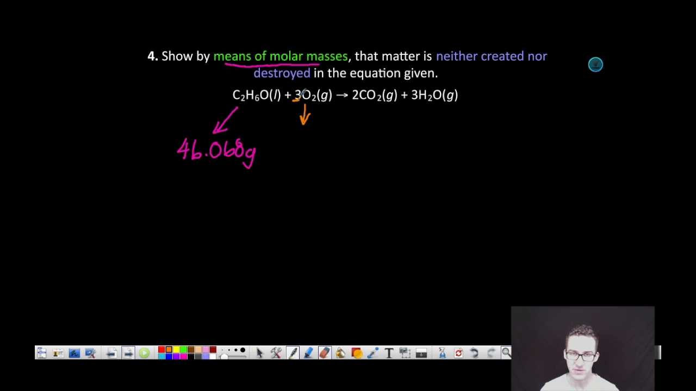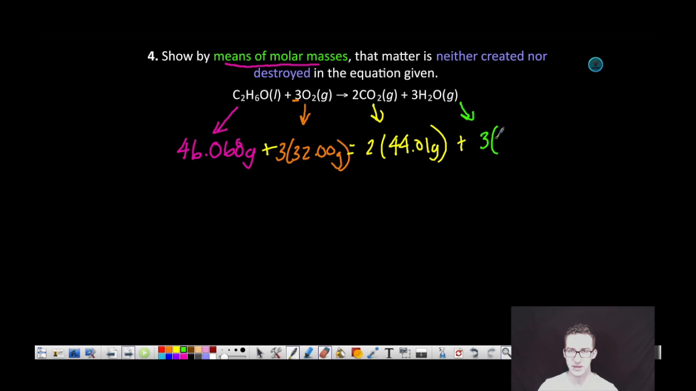You want to do the same thing with your oxygen here, although do be careful because you've got 3 moles of the oxygen gas, so it's going to be 3 times the 32.00 grams for the oxygen, and that should equal, according to the law of conservation of mass, what we've got on the product side. So it's going to be twice the molar mass of the carbon dioxide, 44.01 grams, plus 3 times the molar mass of water, 18.016 grams.